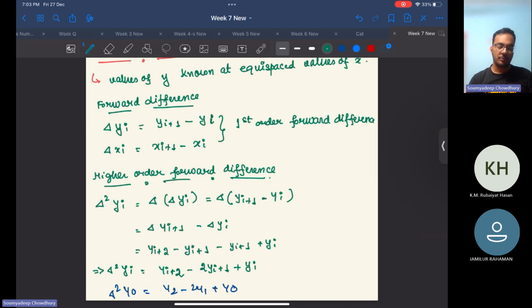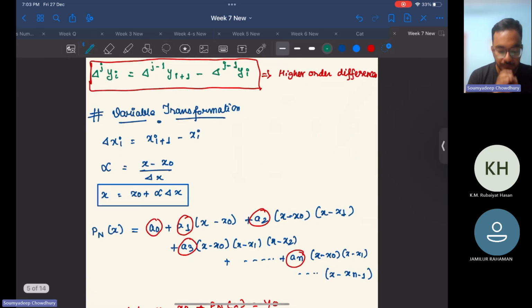If we substitute i equal to 0, that is for the first value, del square y naught will be y2 minus 2y1 plus y naught. Like this, we can find the higher order forward differences for any variable, y1, y0, y2, anything. The general formula for higher order differences, del j of yi, the jth order forward difference, is given by del j minus 1 yi plus 1 minus del j minus 1 yi. So this is a generalized formula for the higher order forward differences.